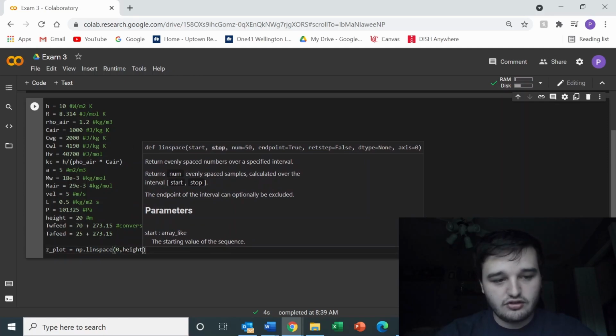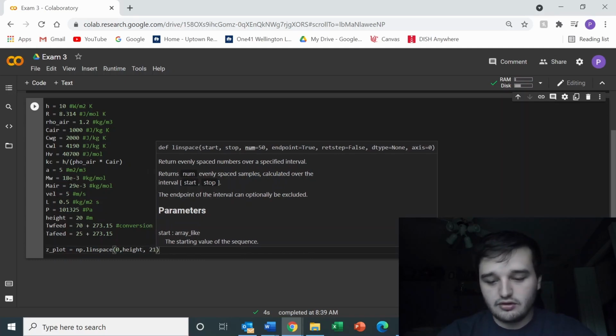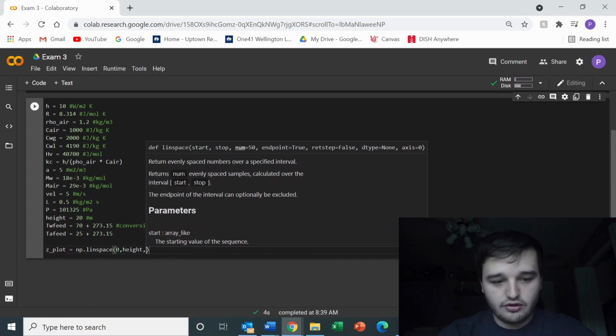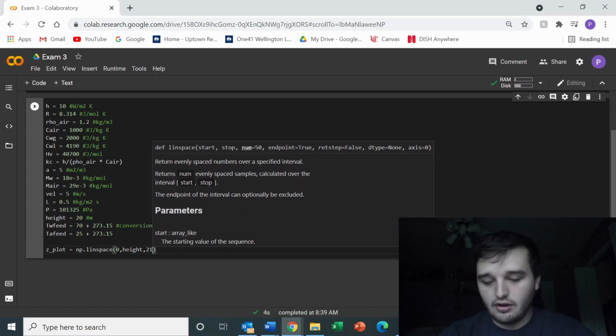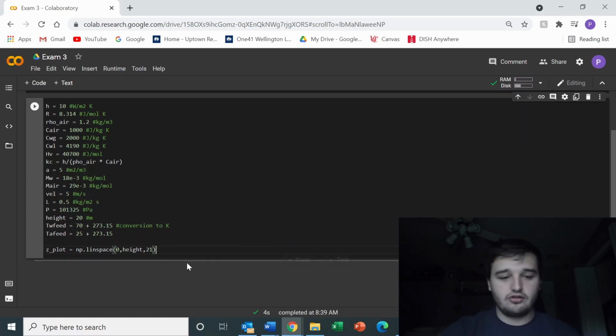So if we ever change the height, this would change with it, which is nice. So we're going to start at 0, go to our height, and we want 21 spaced points. 20 points might seem more intuitive, but if you do that, it'll divide and give you 19 equally spaced intervals from 0 to 20, instead of 20 points. So we want 21 points, because we have to include 0.